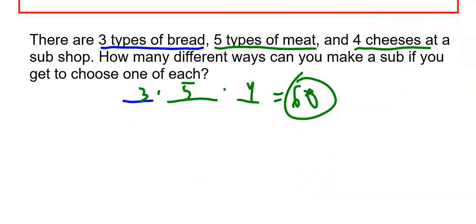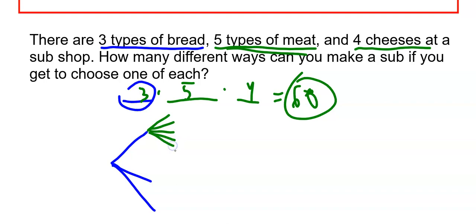By the way, a way of visually seeing this, maybe this would help you. I'm not sure if it would. But if you want to look at the types of bread, that would be 3 different types of bread. You got 5 types of meat. So each one of these would have 1, 2, 3, 4, 5. You have to make a meat choice after you make a bread.